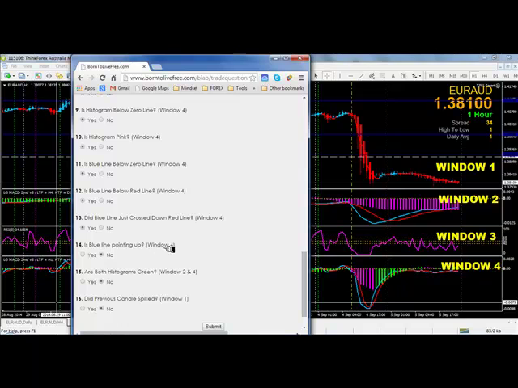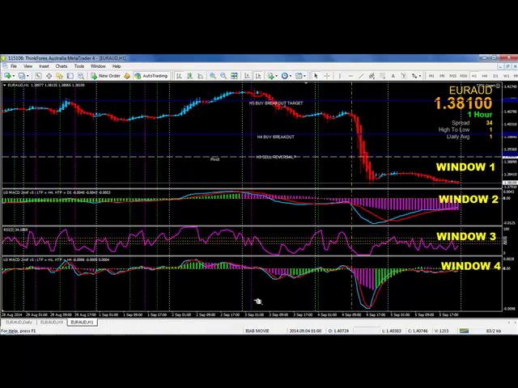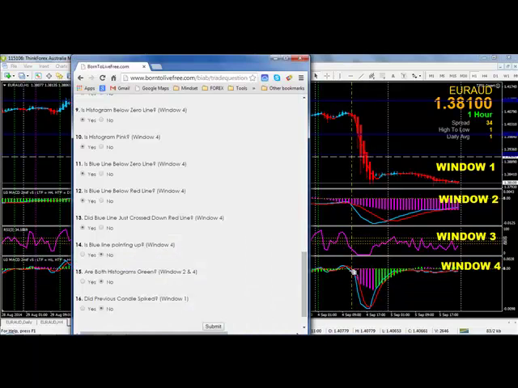Question 14. Is the blue line pointing up in window 4? No, it's pointing down. So no. Question 15. Are both histograms green, window 2 and 4? They're pink, so we say no.